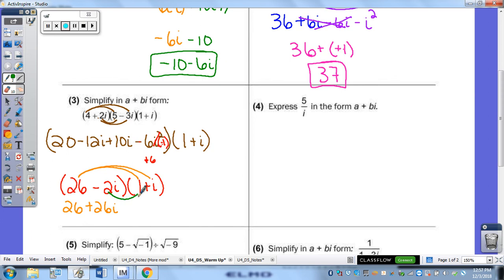Now the negative 2i we're going to distribute, so I get negative 2i minus 2i squared. Again, cleaning things up, i squared means that's times negative 1, which makes this a positive 2. So 26 plus 2 is 28. 26i minus 2i is 24i. There's your final answer there.